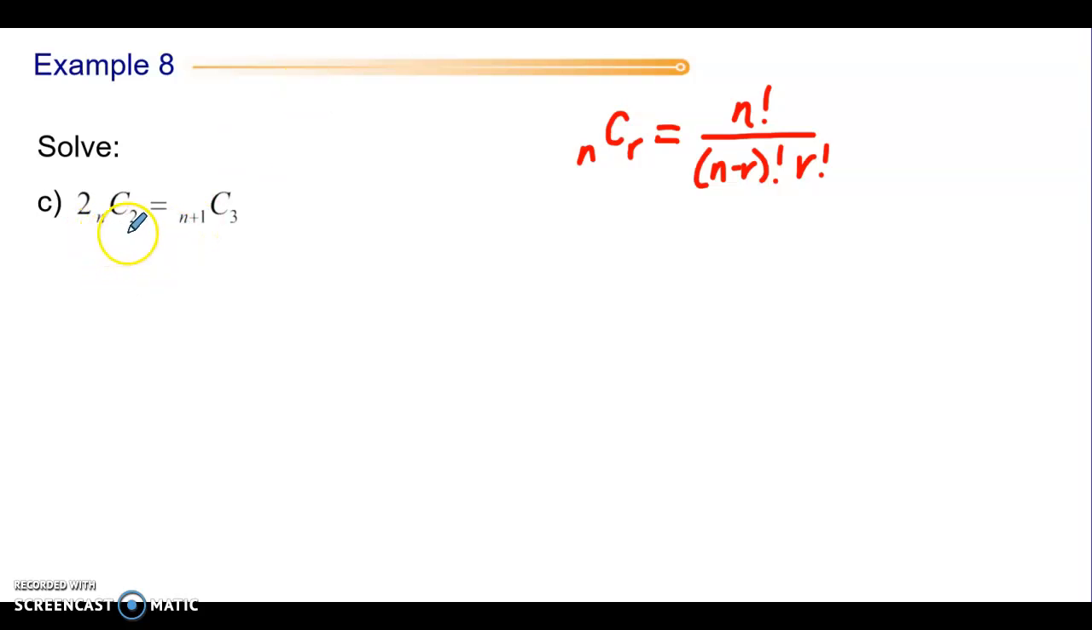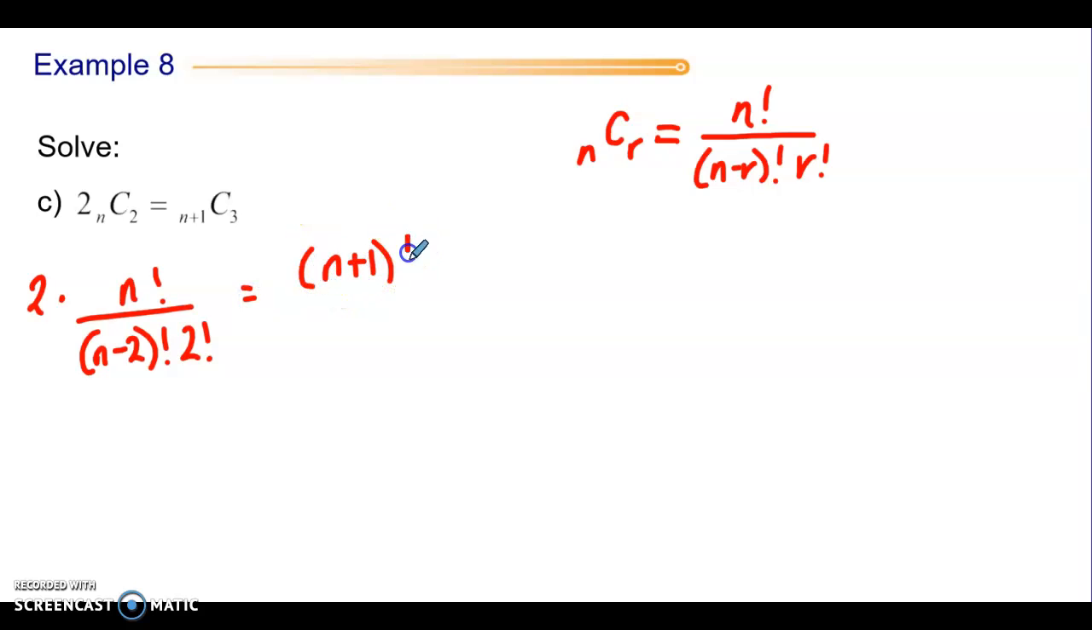Taking each of those combinations and replacing them into the combination formula, we have 2 times n factorial divided by (n minus 2) factorial times 2 factorial equals (n plus 1) factorial divided by (n plus 1 minus 3) factorial times 3 factorial. 2 factorial is 2 times 1.